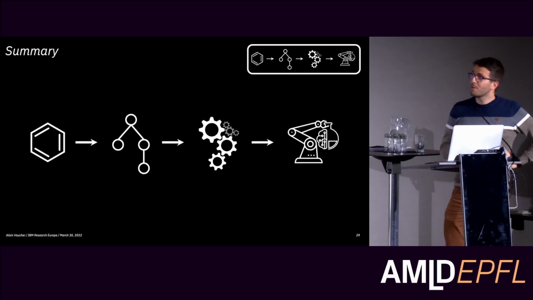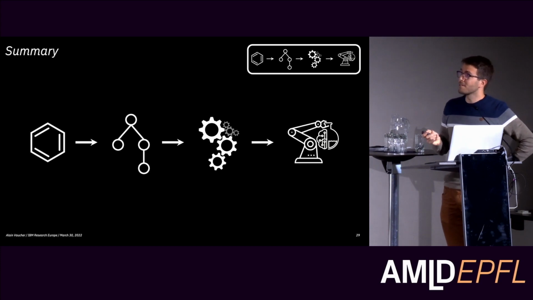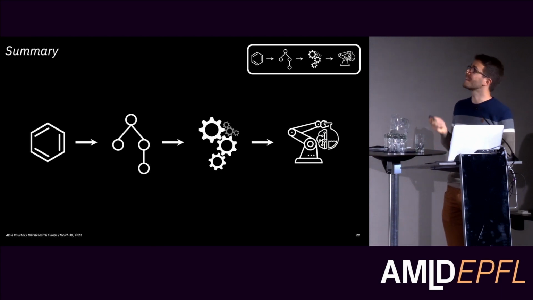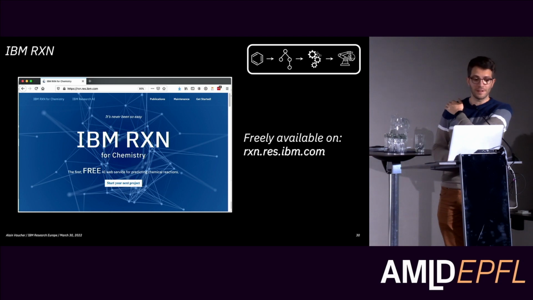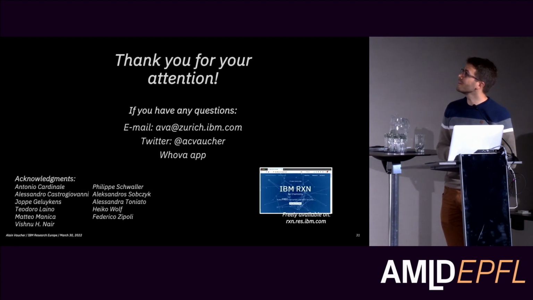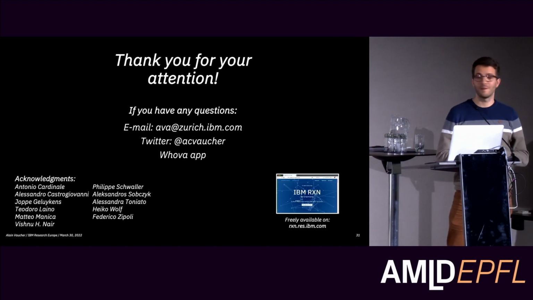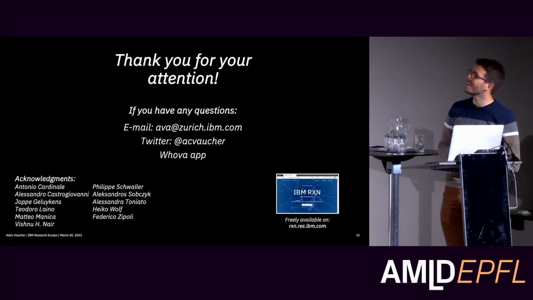So in summary, that was all. So again, starting from the desired compound, we generate the retrosynthesis, then the actions, and then we can schedule it on the robot. All of it from the IBM RxN website, where you can also freely try those models out. And with this, I would like to thank my collaborators and all of you for your attention.